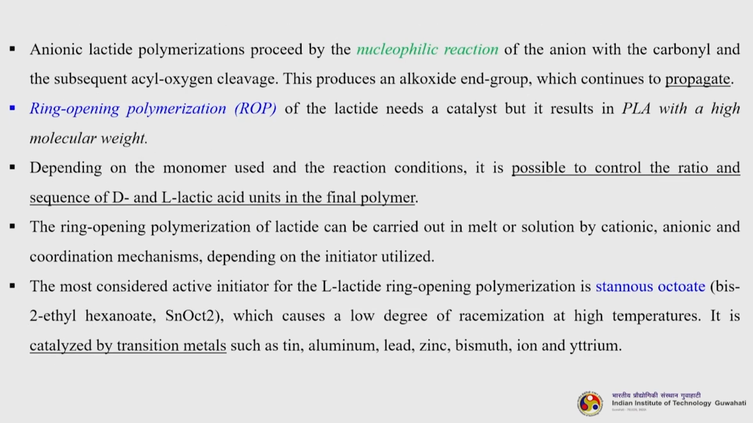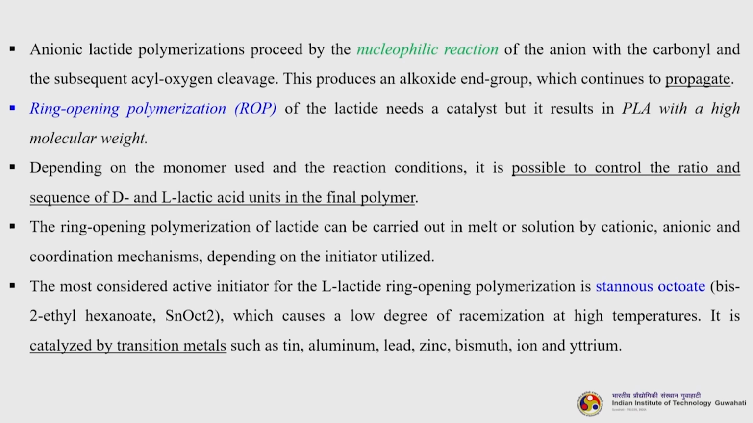Anionic lactide polymerization proceeds by nucleophilic reaction of the anion with the carbonyl and the subsequent acyl oxygen cleavage. This produces an alkoxide end group which continues to propagate. Ring opening polymerization of the lactide needs a catalyst, but it results in a PLA with a high molecular weight. Depending upon the monomer used and the reaction conditions, it is possible to control the ratio and sequence of the D and L lactic acid units in the final polymer. Some process optimization of the reaction conditions is needed. The ring opening polymerization of the lactide can be carried out in melt or solution by cationic, anionic and coordination mechanisms depending on the initiator utilized.